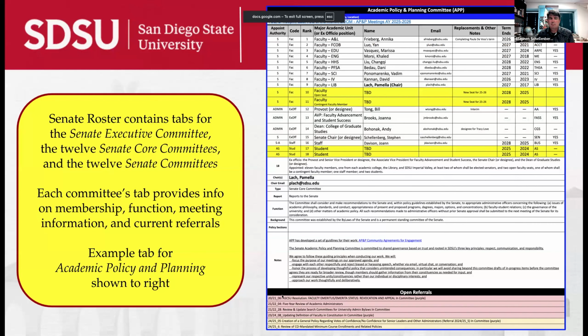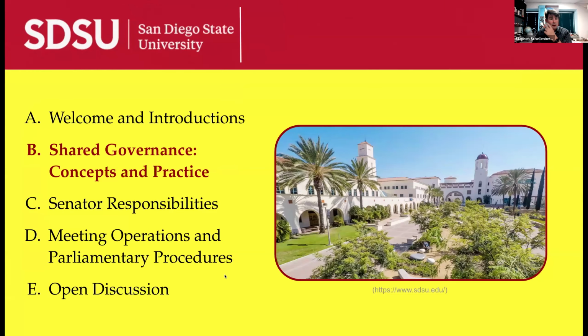Yeah, and so the Senate roster, as I mentioned, also contains tabs for all of these committees that we mentioned: Senate Exec, the 12 Senate core committees, the 12 Senate committees. And these tabs also include information on membership, the function of the committee, meeting information, and current referrals. And this is a new addition down at the bottom so that anyone can see what's currently been referred to a particular committee and how things are going. So in case they have information relevant to that, or if they have an inquiry about it, they know who to go to. And this is something that's also discussed in the Senate meetings on a monthly basis for progress on those. So that's a very brief intro to wayfinding.